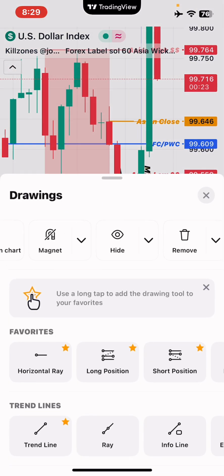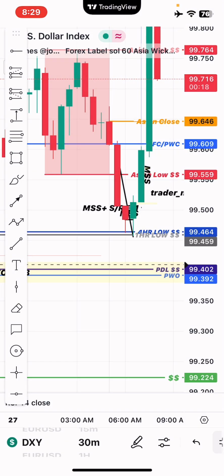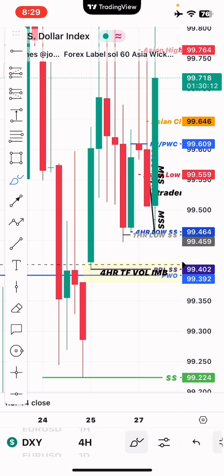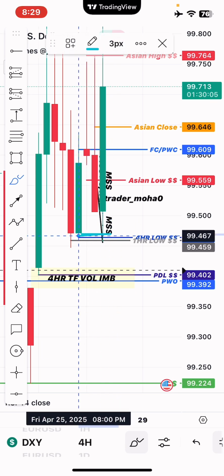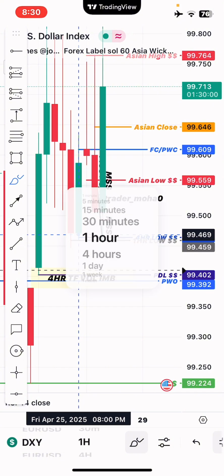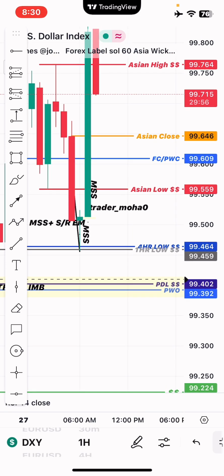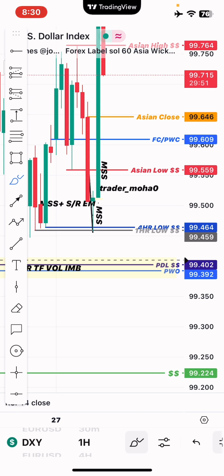It targeted a 4-hour low. If you can switch to the 4-hour time frame, you can see there is actually a 4-hour candle low here, which price actually came to grab liquidity there. And also, if you can switch to the 1-hour time frame, you can see that there is a 1-hour low here.